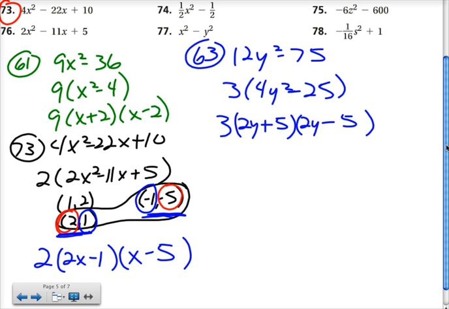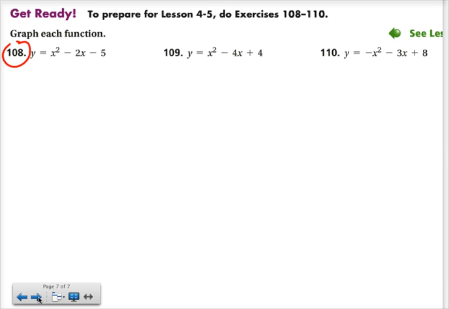Then number 73, after that, I wanted to go over one of the graphing ones for you. So let me take a peek at 108 with you. And 108 says graph each function. As I look at this one, I notice it's in standard form.